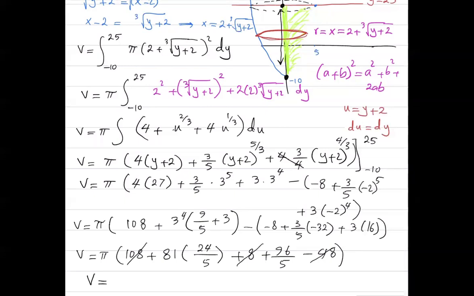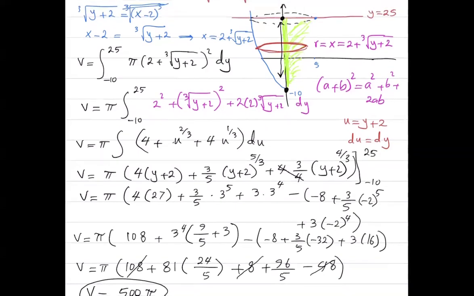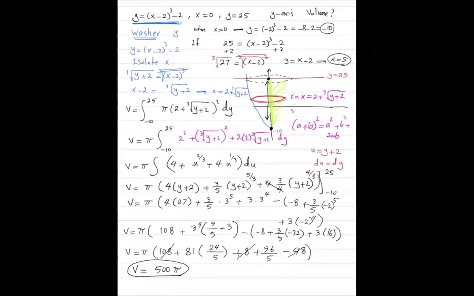So here I have 68 plus the rest of these things. The calculator gives me 500 pi. Okay. This should be the volume using the washer method, everybody. Hope all the algebra and our calculations are correct.